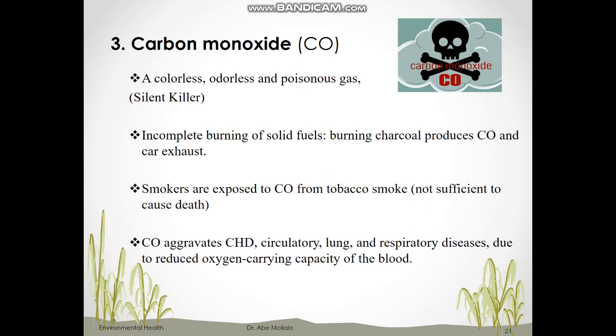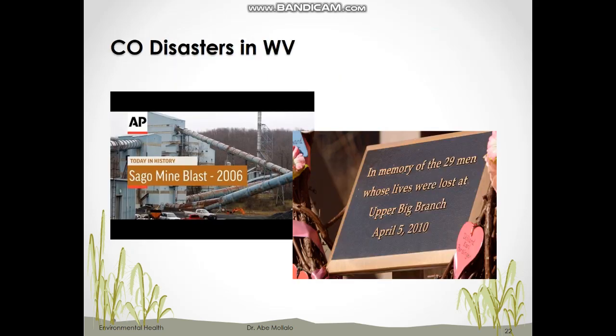It should be noted that tobacco in cigarette can produce CO, but the level of exposure is not sufficient to kill people. But inhaling high level of CO can aggravate CHD or chronic heart diseases. Circulatory and respiratory diseases also can be affected. And this is because when high level of CO enters your body, it replaces the oxygen in red blood cell and prevents the blood from getting oxygen. The famous disaster because of high level of exposure to CO happened in West Virginia mines.